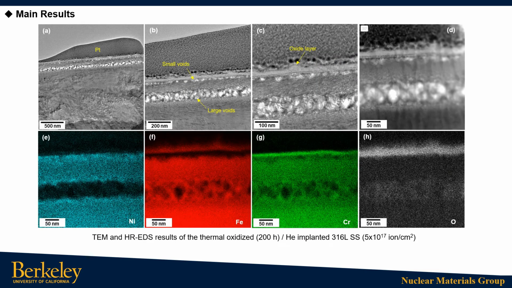Different from the previous samples, the helium implanted and heat-treated sample had two void regions. The large void region was formed around 100 to 150 nanometers depth. The small void region was observed immediately under the oxide layer. In the EDS result, we can see about 20 nanometers of iron and chromium oxide layer on the surface.